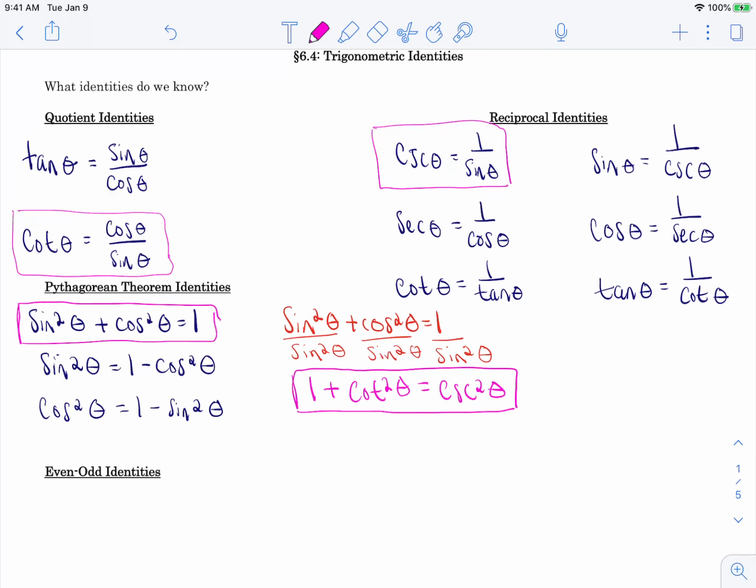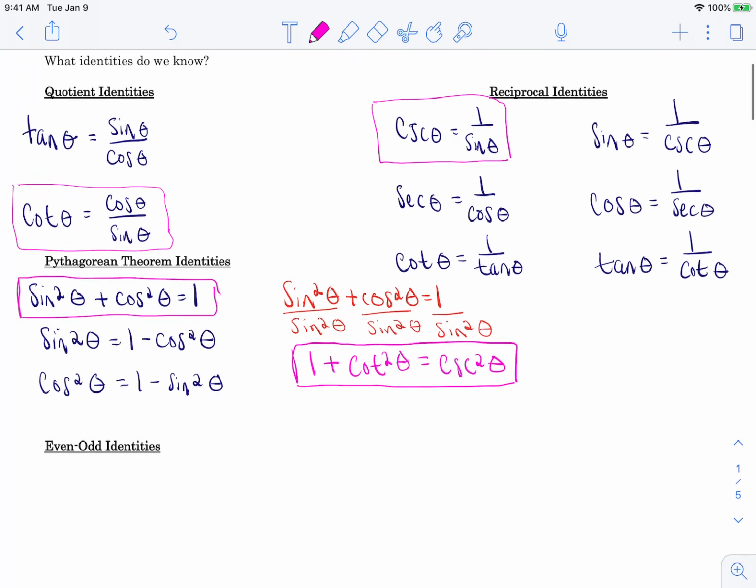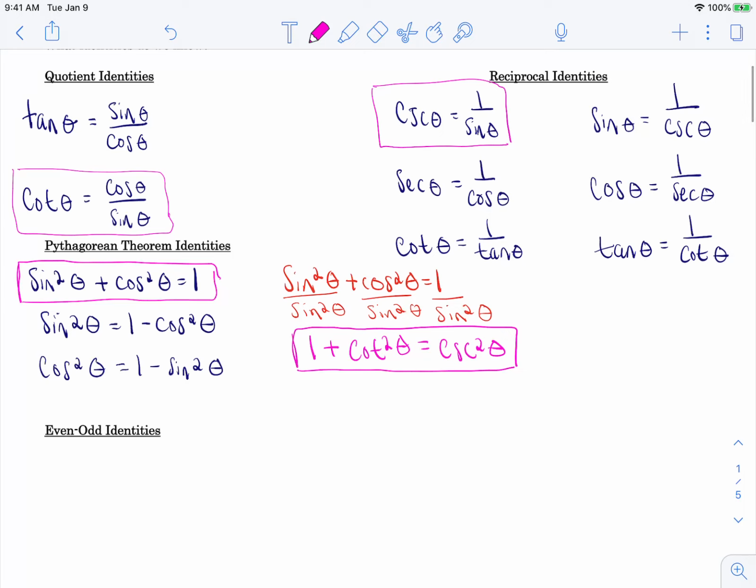Now for this one, I also want to go ahead and rearrange terms. So I just have a list of everything I possibly could use. I could isolate the 1. And then I could also isolate the cotangent squared.